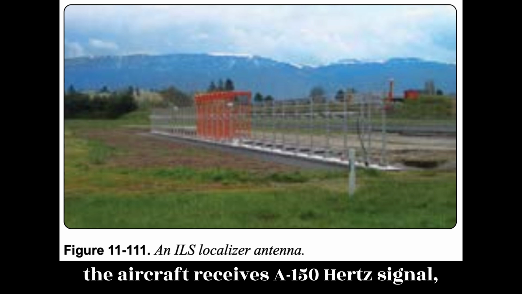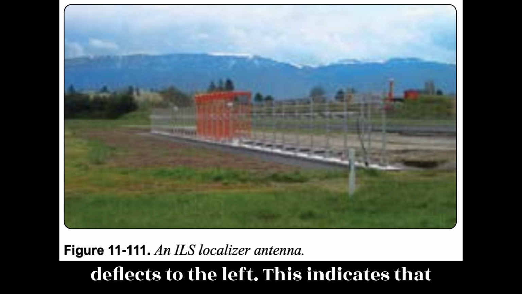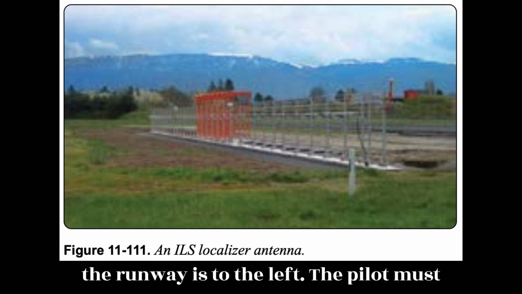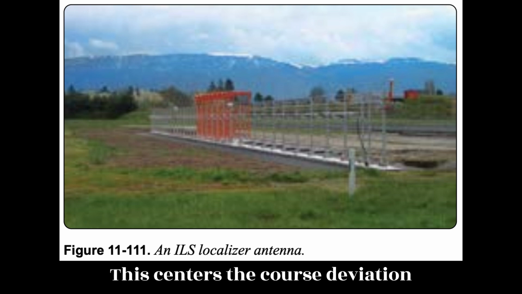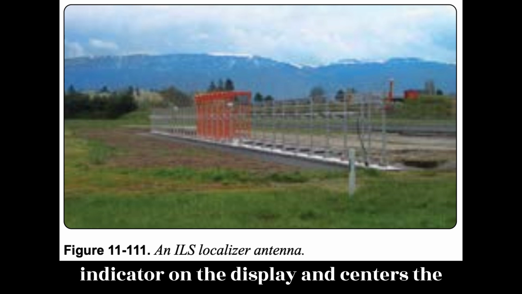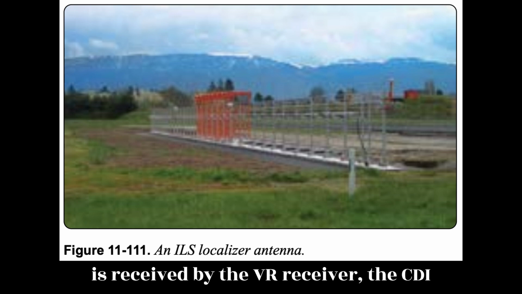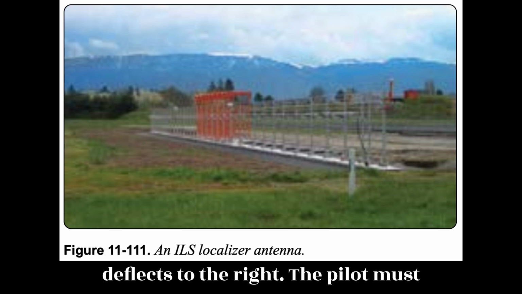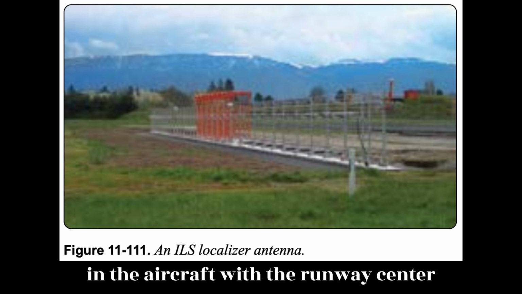If the aircraft receives a 150 Hz signal, the CDI of the VOR/ILS display deflects to the left. This indicates that the runway is to the left. The pilot must correct course with a turn to the left. This centers the course deviation indicator on the display and centers the aircraft with the centerline of the runway. If the 90 Hz signal is received by the VOR receiver, the CDI deflects to the right. The pilot must turn toward the right to center the CDI in the aircraft with the runway center line. Figure 11-111.